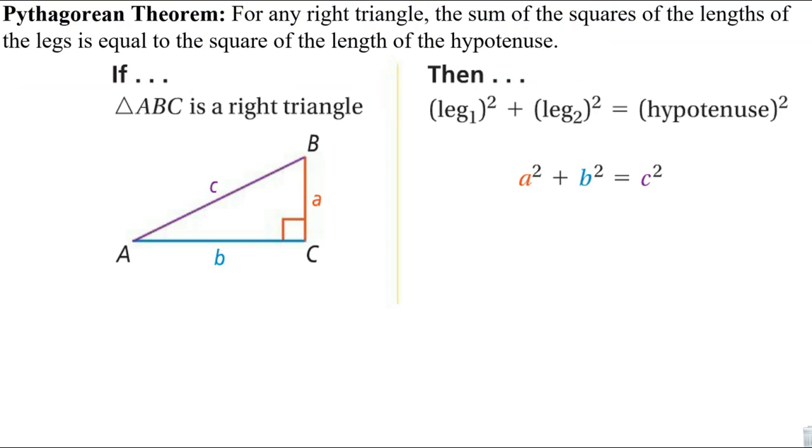All right, so the first big thing we're going to talk about with right triangles is the Pythagorean theorem. Okay, good old a squared plus b squared equals c squared. And it just says that for any right triangle, the sum of the squares of the lengths of the legs is equal to the square of the length of the hypotenuse. Okay, so if I have a right triangle where we have the hypotenuse across from the right angle, and my other two sides are the legs, then the leg squared plus the leg squared is equal to hypotenuse squared, meaning that the a and the b are the legs, and c is the hypotenuse.